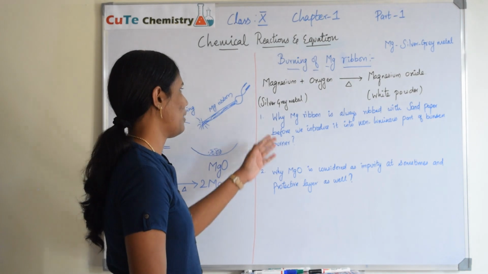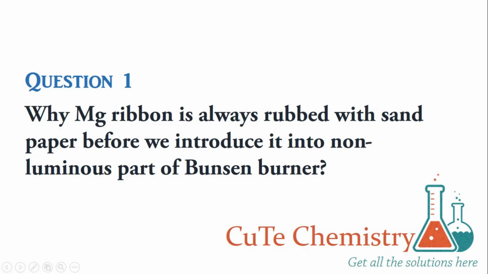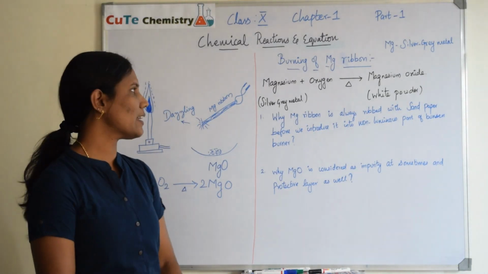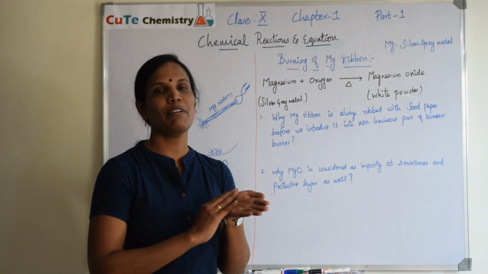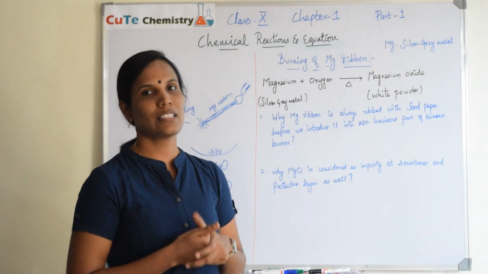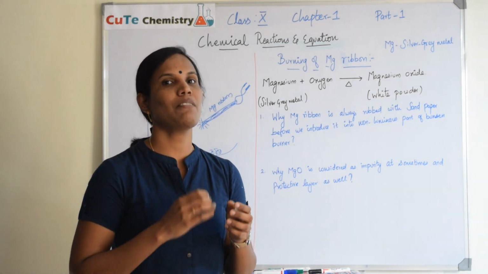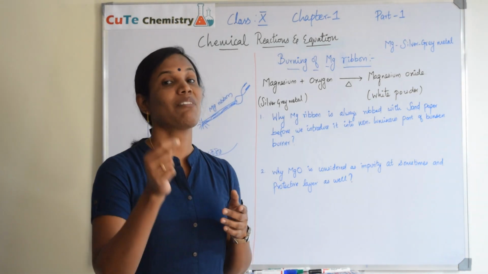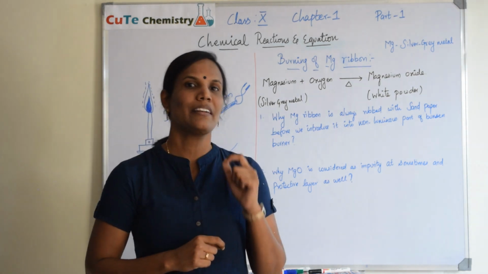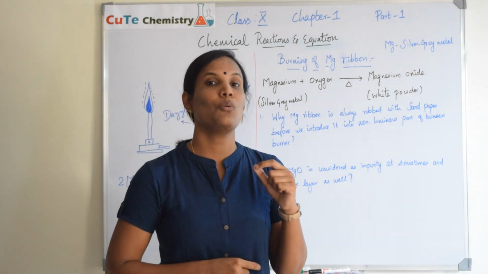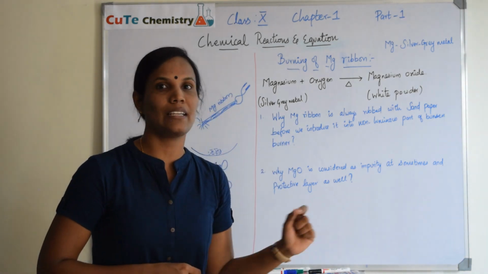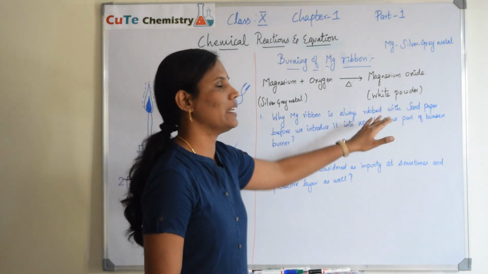Before I end this video, I would like to share two important questions which will be repeatedly asked in the CBSE question paper. Why is magnesium ribbon always rubbed with sandpaper before we introduce it into the non-luminous part of the Bunsen burner? As I said, the magnesium oxide layer formed on the magnesium ribbon is considered an impurity and it will not allow the magnesium ribbon to burn completely. Otherwise, this magnesium oxide layer will interrupt the reaction. That is the reason we rub it with sandpaper.